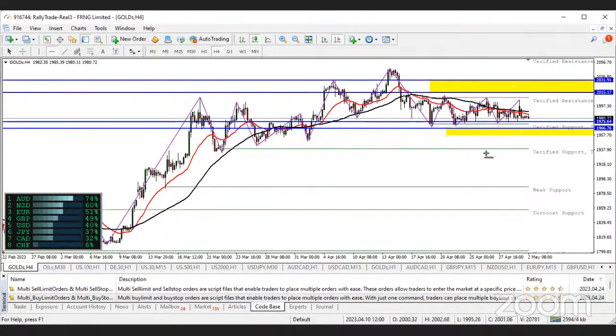If it breaks below the verified support and you see a clear confirmation candle between 1966.76 and 1957.79, you see a clear confirmation candle that it is bearish. You can enter a sell trade, then take your profits anywhere before the verified support. That is on my 4 hours time frame.